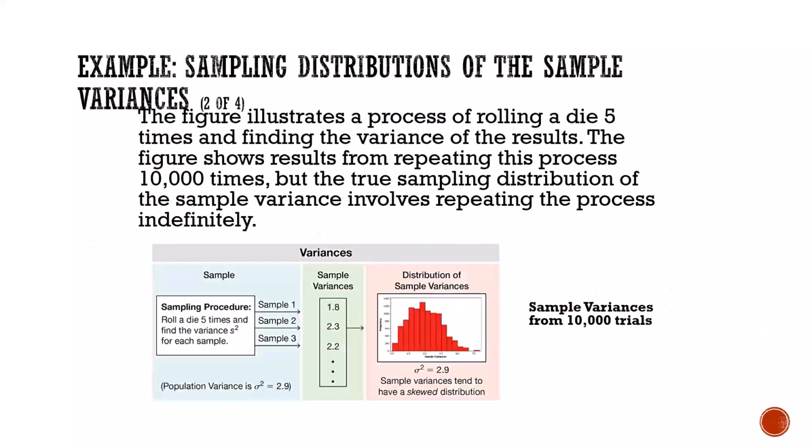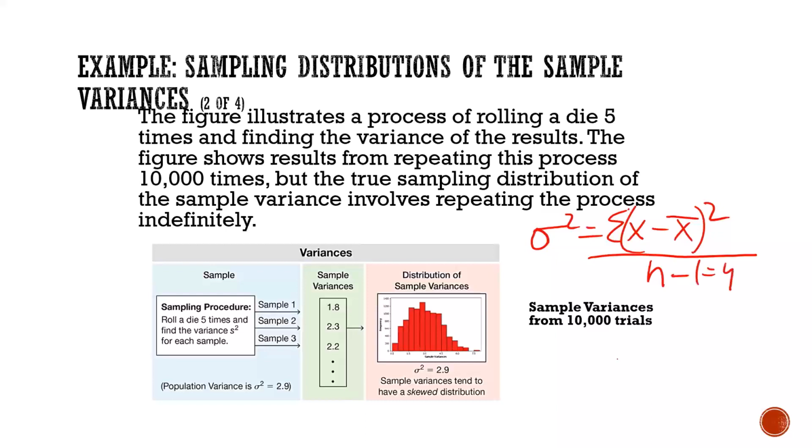Let's go the same procedure. You roll the dice 5 times, and then you do that 10,000 times. So a total of 50,000 dice rolls. Each time you take the sample variance, so you use the formula, this, and then you would divide by n minus 1, which in this case would be 4, because n would be 5. That's how these numbers are generated.